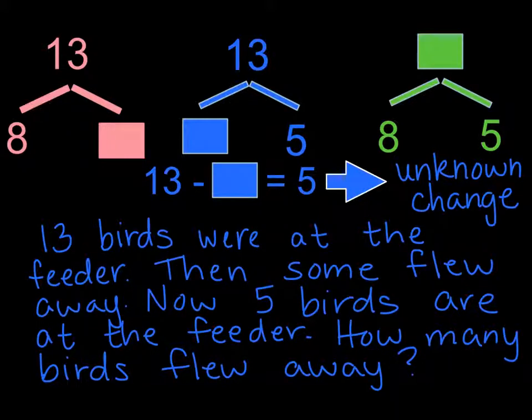My first sentence has the total amount of birds. In the second sentence, I have the unknown change or the unknown partner. The third sentence has the known partner, 5 birds. Finally, the question asks how many birds flew away. Some birds flew away. The question is asking for the unknown change.